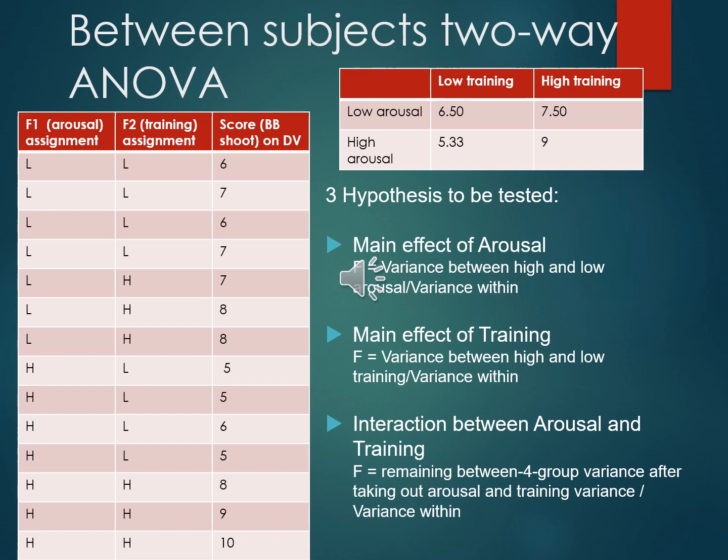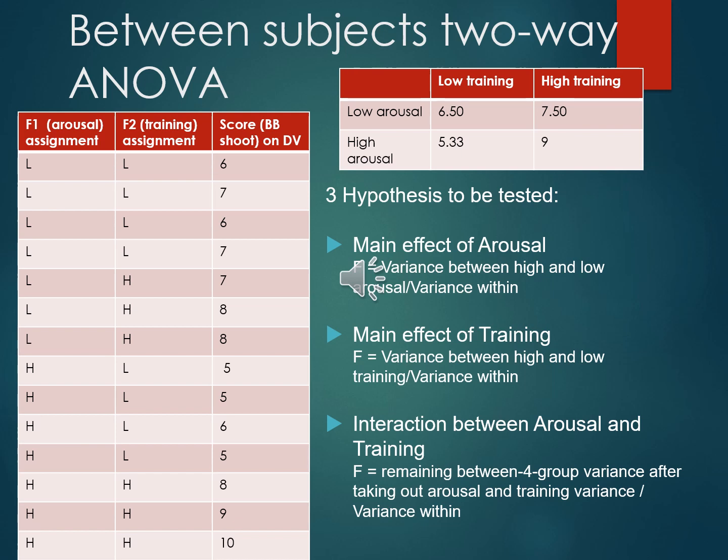The first person is LL. That means low training condition and low arousal condition. But look at person number 5, LH. That means low arousal and high training. Then look at the eighth person, HL. That means high arousal but low training. Then the last person, for example, is high and high. That means high arousal and high training condition.